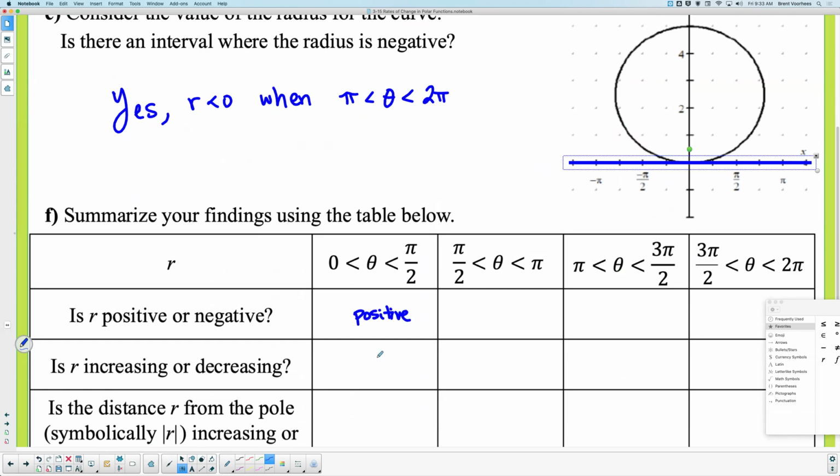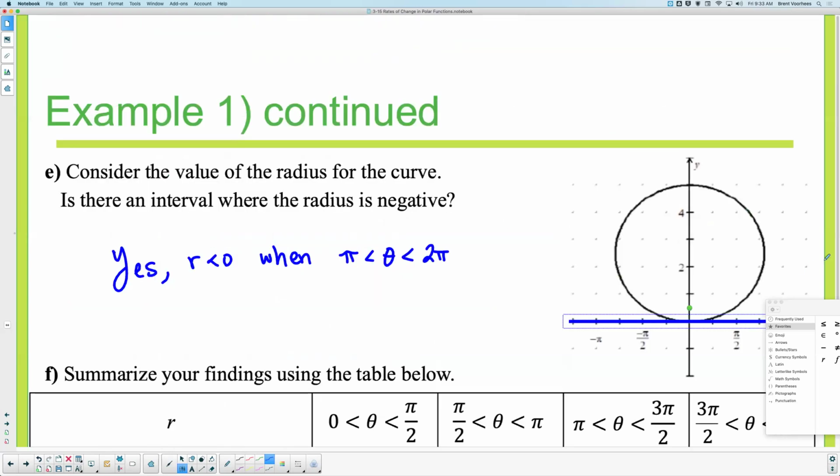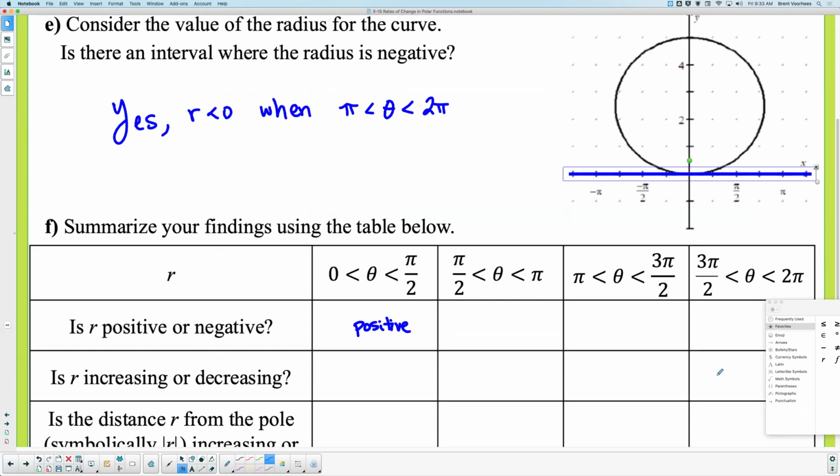How about from pi over 2 to pi? From pi over 2 to pi, is the graph positive or negative? It's positive. Now, some people are going to say negative, but they're not thinking about what positive and negative mean: the y values. Are these values above 0 or below 0? Above. It is positive from pi over 2 to pi. It is positive.